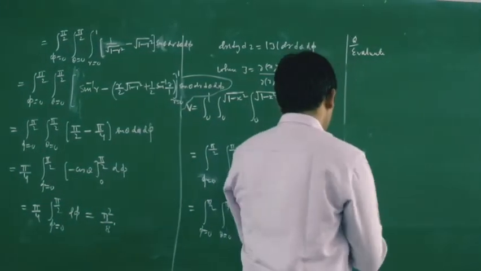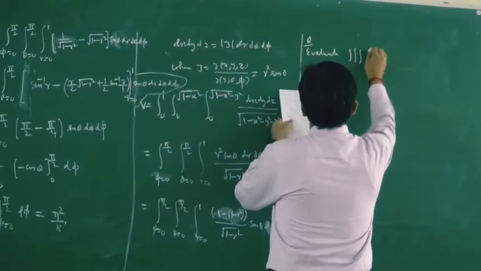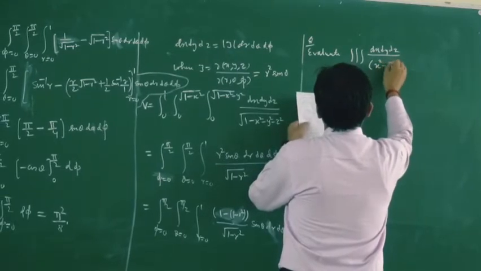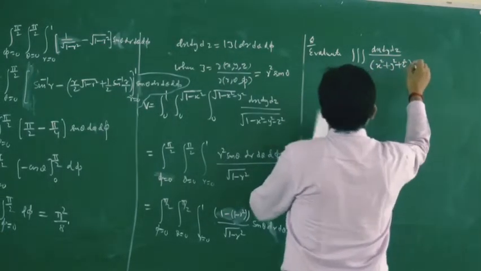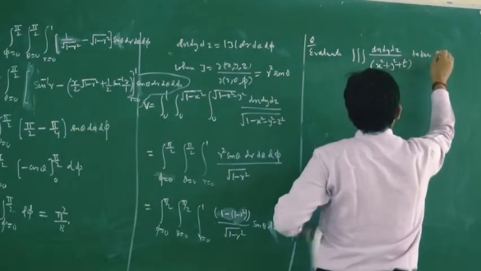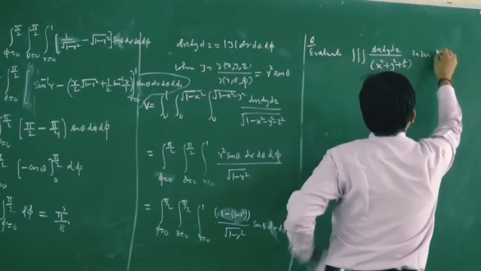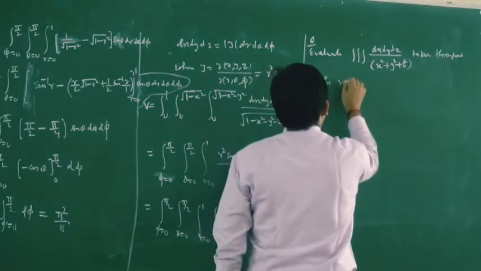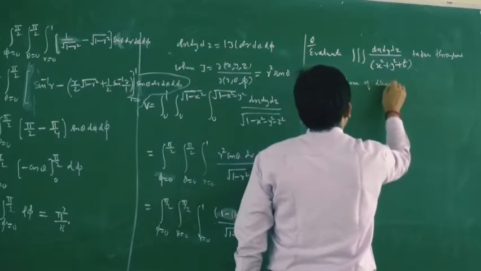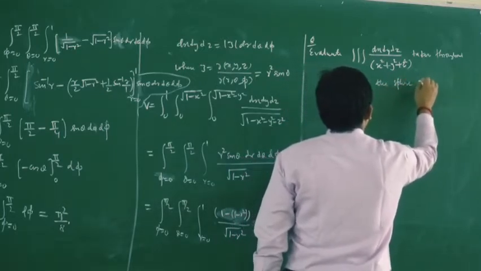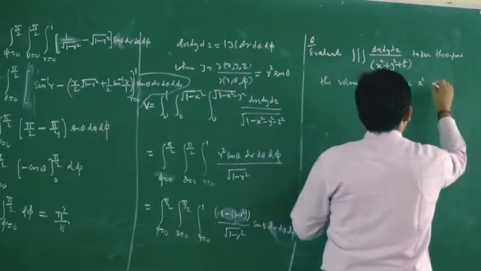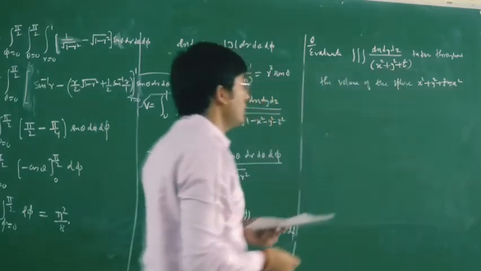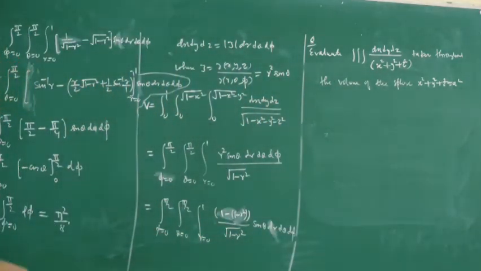Just evaluate the triple integral dx, dy, dz upon x square plus y square plus z square, taken throughout the volume of the sphere x square plus y square plus z square equal to a square. Okay. So, solution.